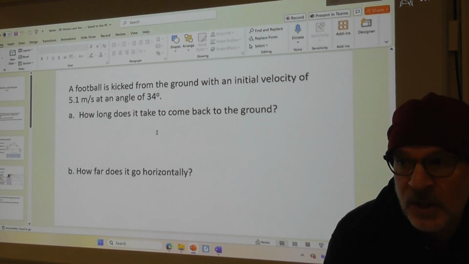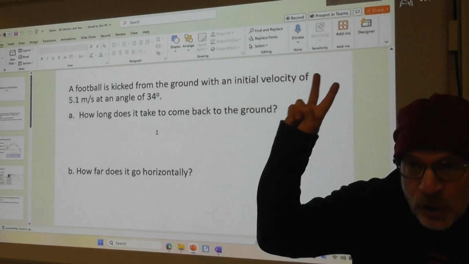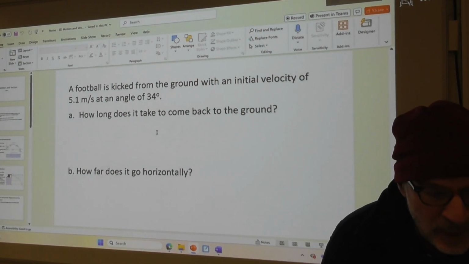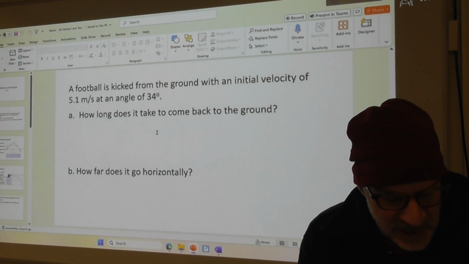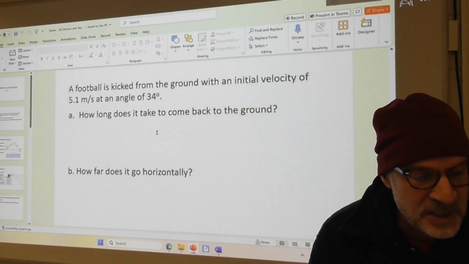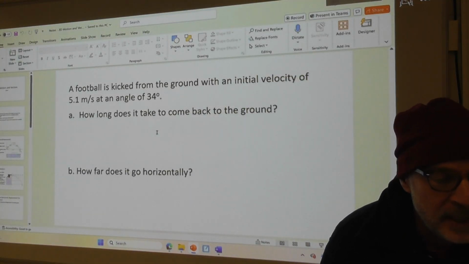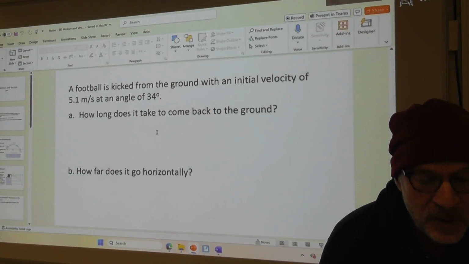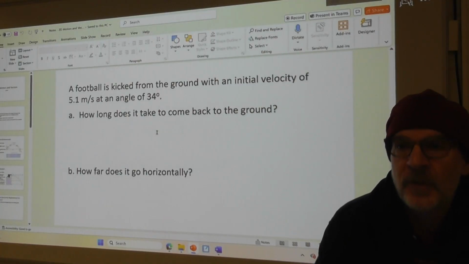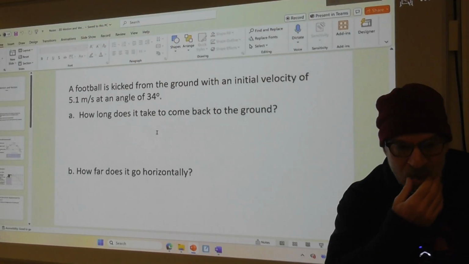Like all problems, the numbers themselves can be different. In this case, it's launched from the ground, so that means its initial position and its final position vertically are both 0. The algorithm that we use to solve this is the same, whether it starts and ends at the same height or whether it starts and ends at different heights.